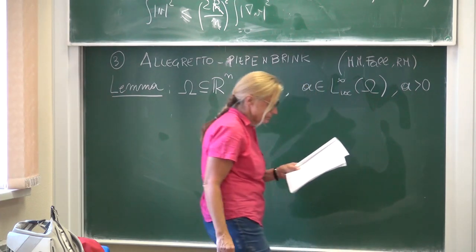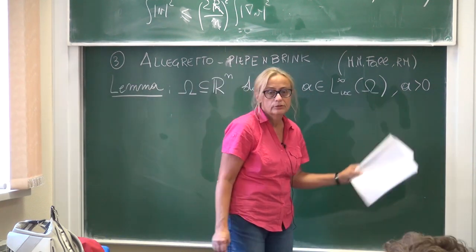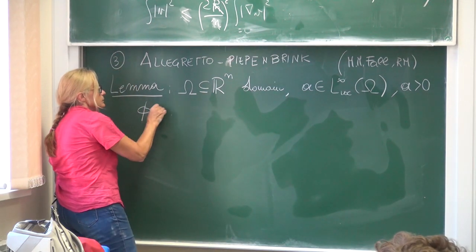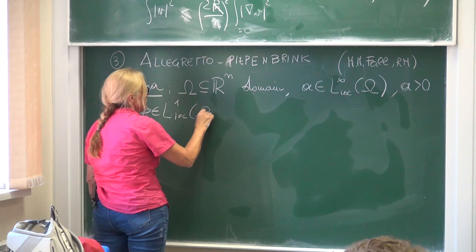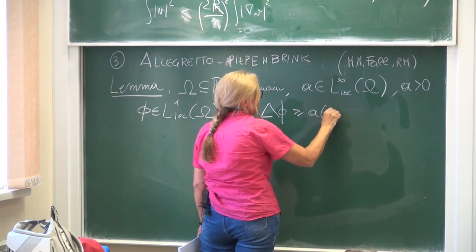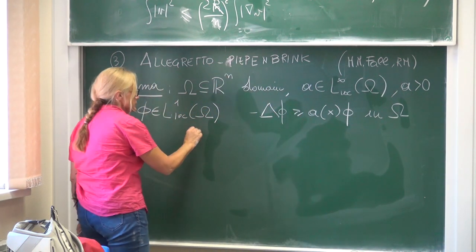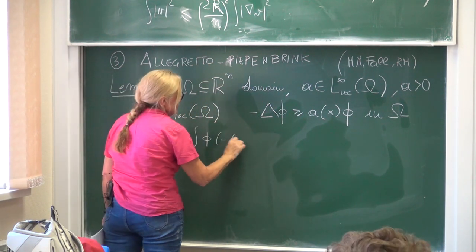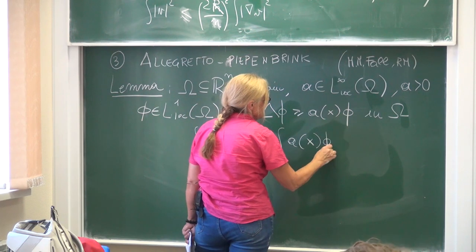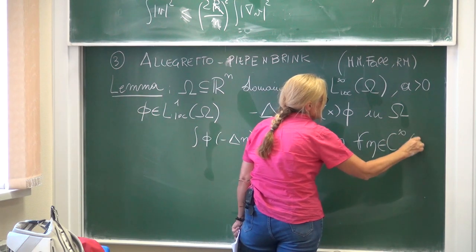Almost everywhere. Or greater or equal than zero and non-trivial, for instance. Assume that phi in L1 log of omega is a distributional super solution to this problem. What does it mean? It means that the integral of phi times minus Laplacian eta is greater or equal than the integral of a of x phi eta for any eta in C infinity with compact support in omega.